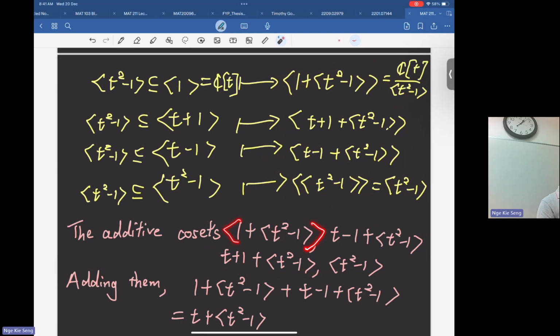Make sense or not? So you can see, what's the main difference here? So 0, let me think. Yeah, 0, for example, is in the ideal generated by 1 plus t squared minus 1. But 0 is not in the coset of 1 plus t squared minus 1. Can you see this? Can you differentiate between cosets and ideals or not? I think this is the main confusion for this part.